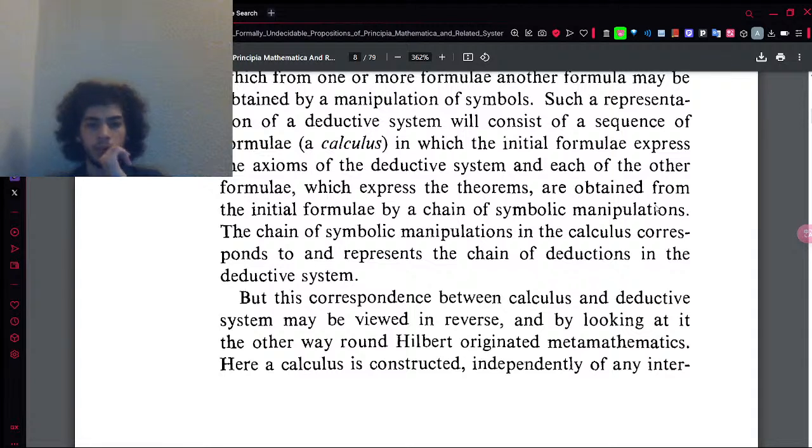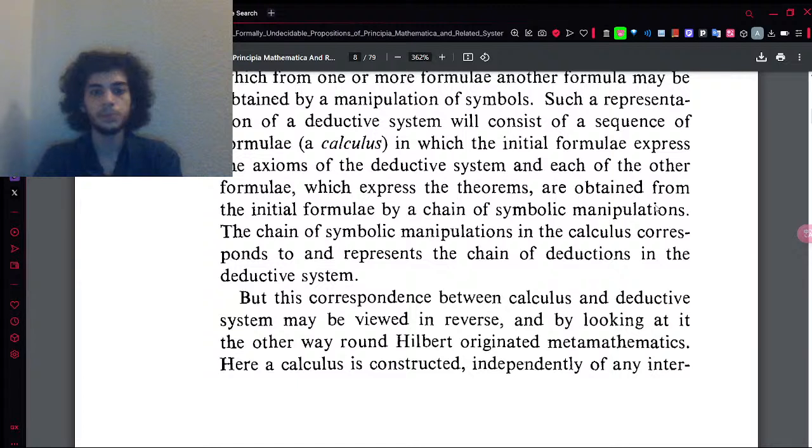Okay, but as far as I think what he's saying, there is a chain of deductions that is like the framework, and the chain of symbolic manipulations corresponds to that framework. So you have like a programming function for a chain of deduction that determines how the symbolic manipulations can be carried out.